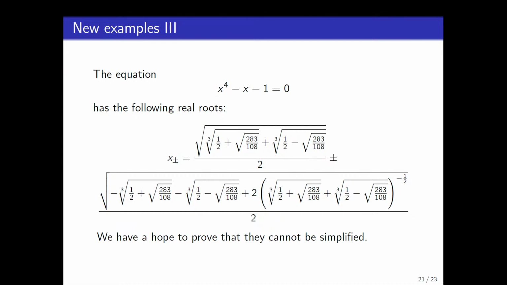And finally, our final example today arises from the equation which looks quite simple: x to the fourth minus x minus 1 equals 0. Again, Ferrari's method gives you this nice formula for the real roots.